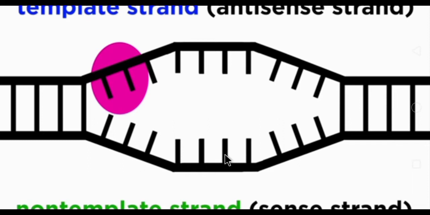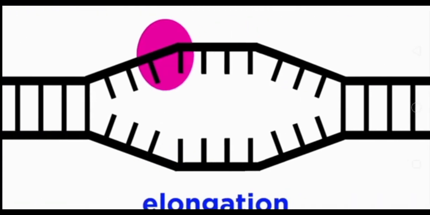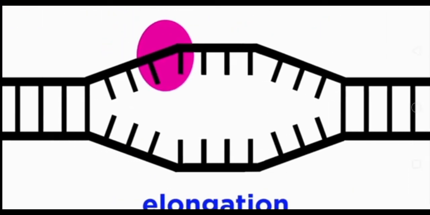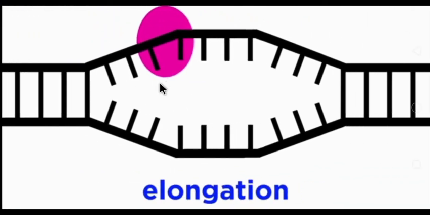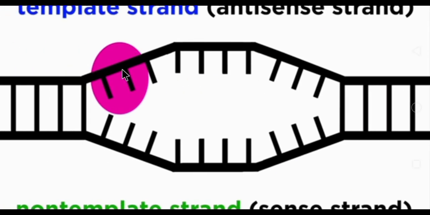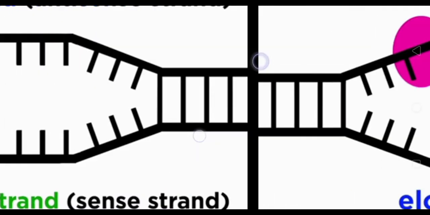RNA polymerase doesn't need a primer. It simply initiates RNA synthesis at the start point and then moves downstream along the gene in a process called elongation, synthesizing the mRNA as it goes. It will move downstream from here.